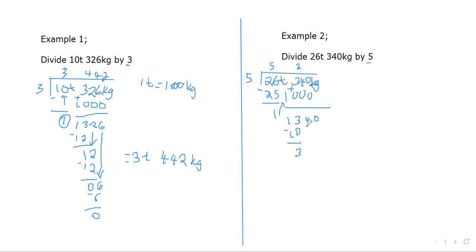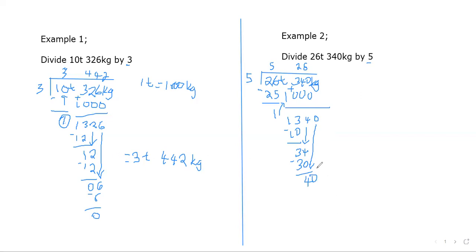Now 3 is less than 5, so I'll drop this 4 right below it so that I have 34. Thinking about a number that if I multiply it by 5, I'll get close to 34. And that number is, you guessed it right, 6, because 6 multiplied by 5 is 30. So I'm going to write it here. And 34 minus 30 is 4. But I'm not yet done, so I'm going to drop this 0 right below, and I'll put it next to the 4, and I have 40.